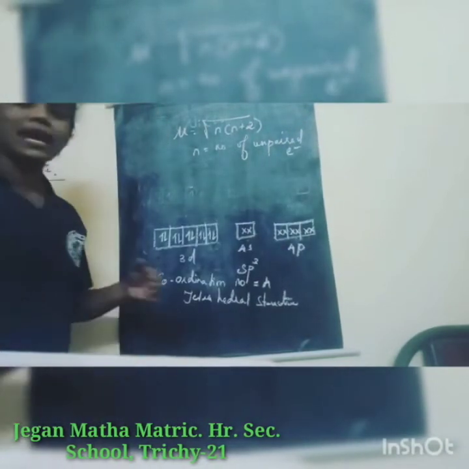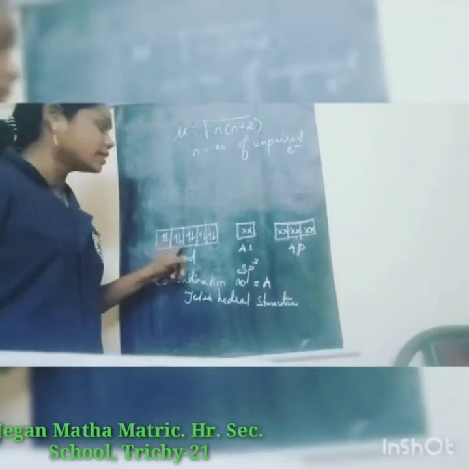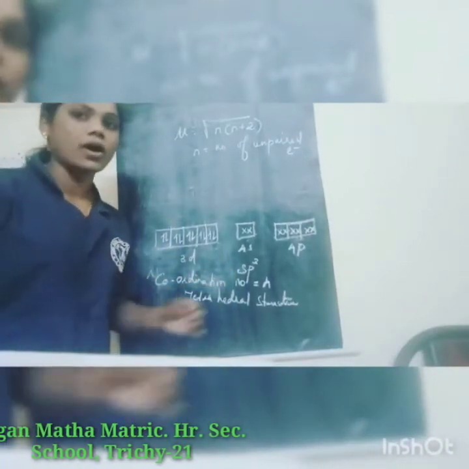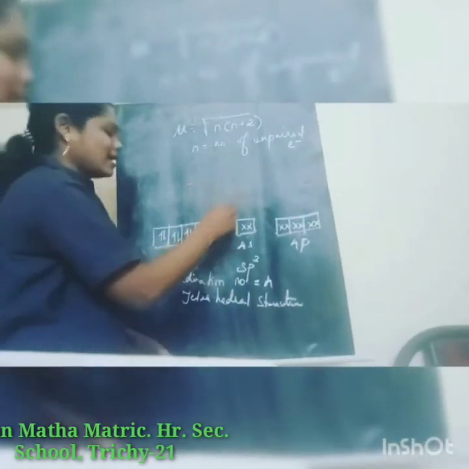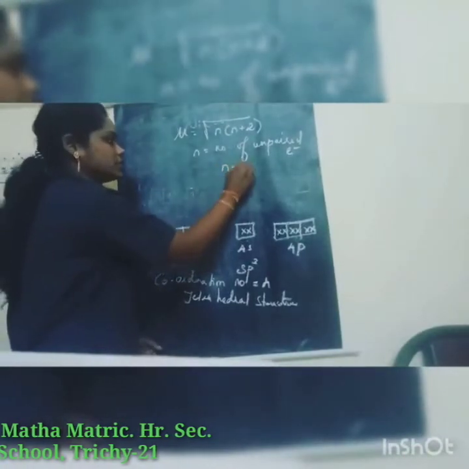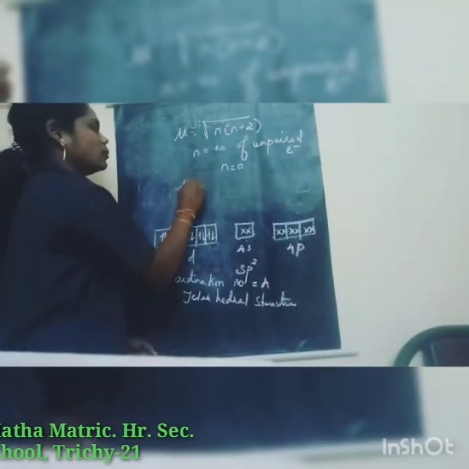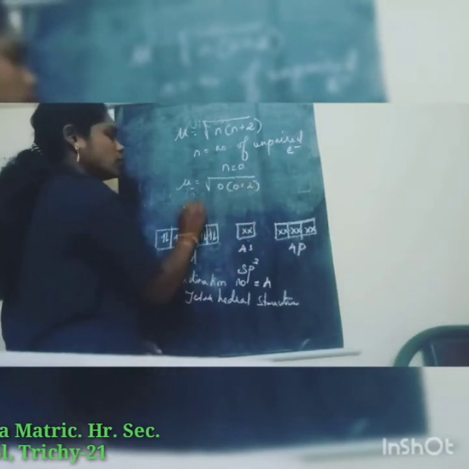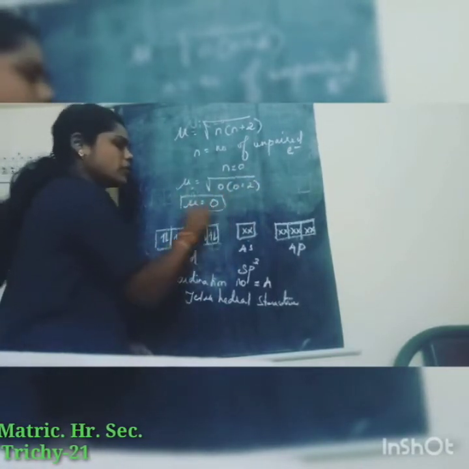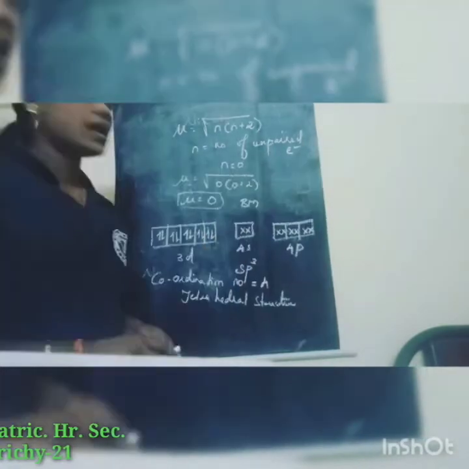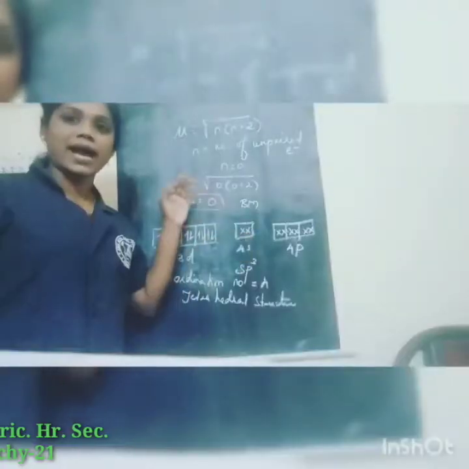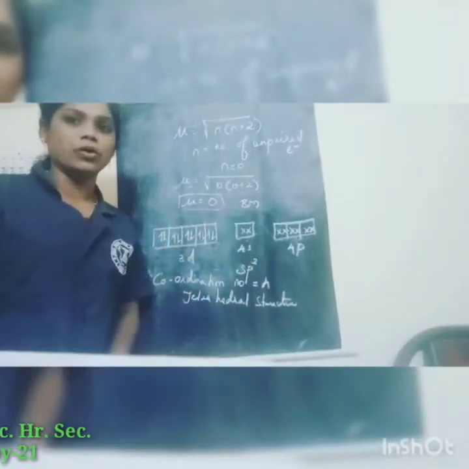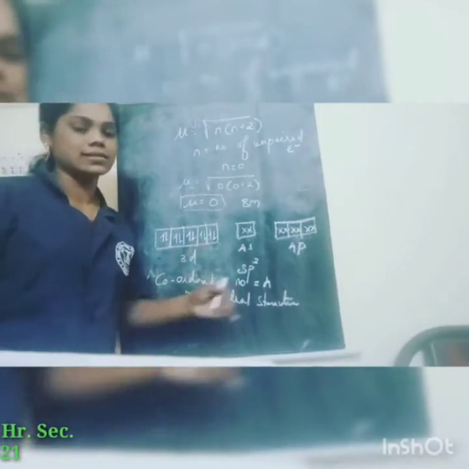So how many unpaired electrons are present here? Everything is paired, so there is no unpaired electron, that is n is equal to 0. Applying the formula, mu is equal to square root of 0 plus 2, so mu is equal to 0 BM. BM is the unit of magnetic moment, the Bohr magneton. So that's all for this one.